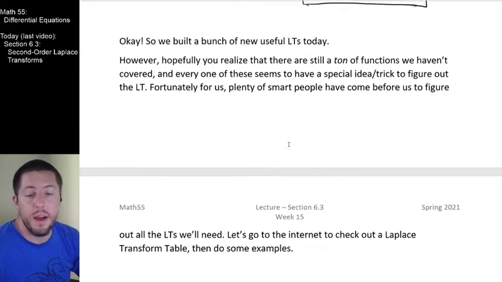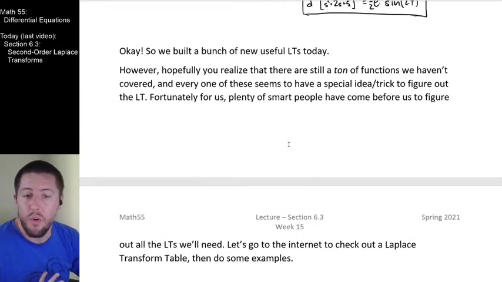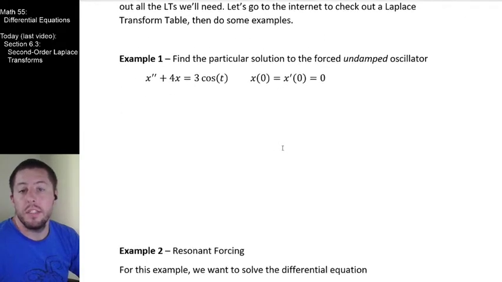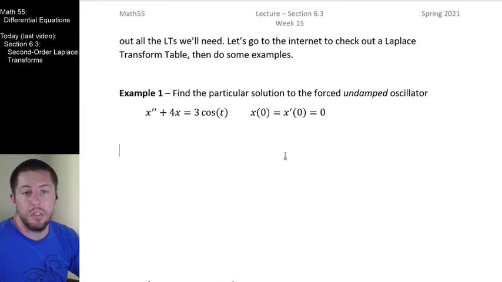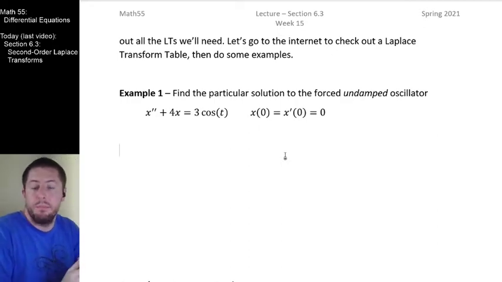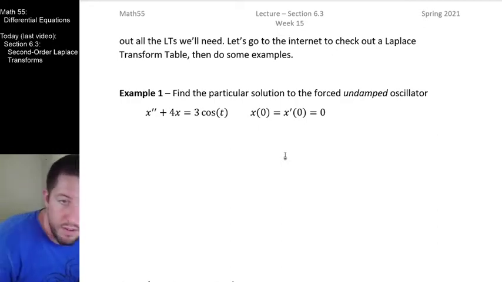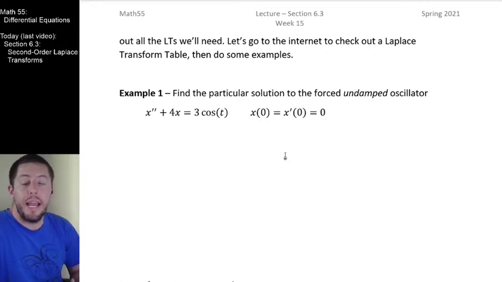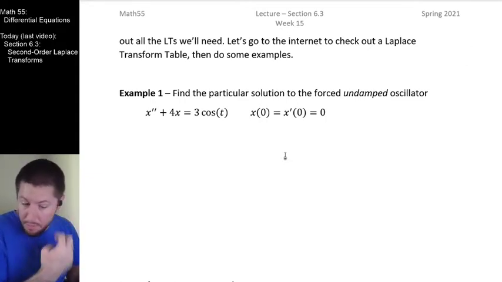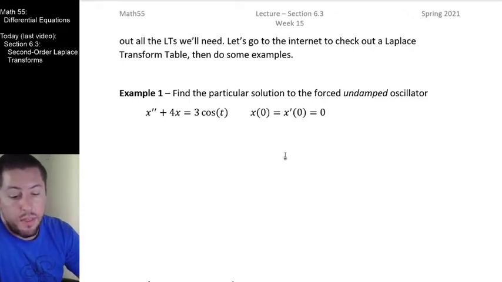So now that we've come up with all the Laplace transforms I care to derive with you, let's use these to do some more examples here. Let's find the particular solution to the forced undamped oscillator x double prime plus 4x equals 3 cosine of t, where both the function and its derivative at 0 start at 0. Let's see if we can find the particular solution associated with this.